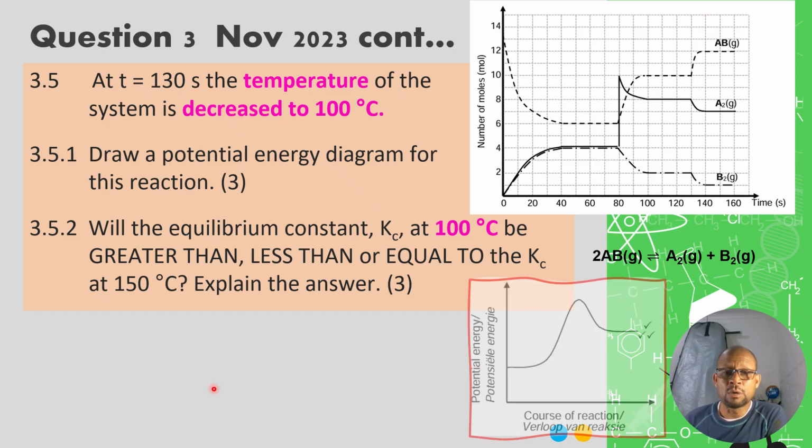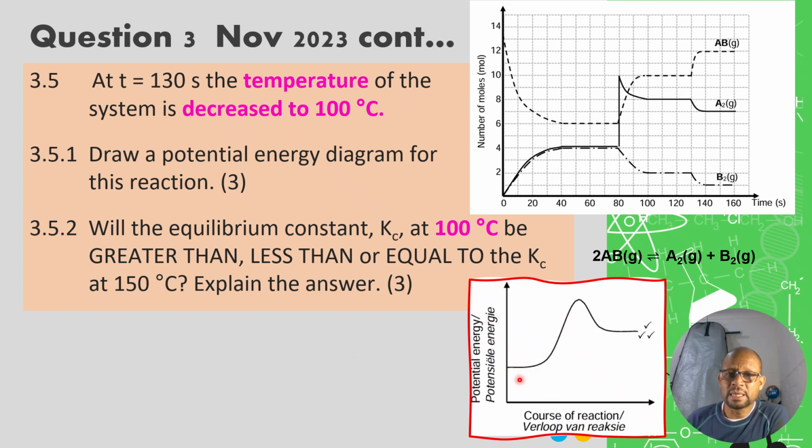So that is going to be the graph that I'm going to draw. In endothermic, this indicates the energy for the reactants, and that indicates the energy for the products. And this must be higher than that part. And you're going to get 3 marks for that. Okay, but it takes a while to get to the answer.